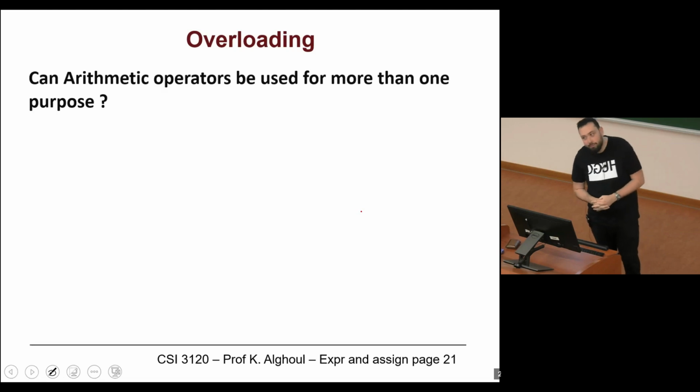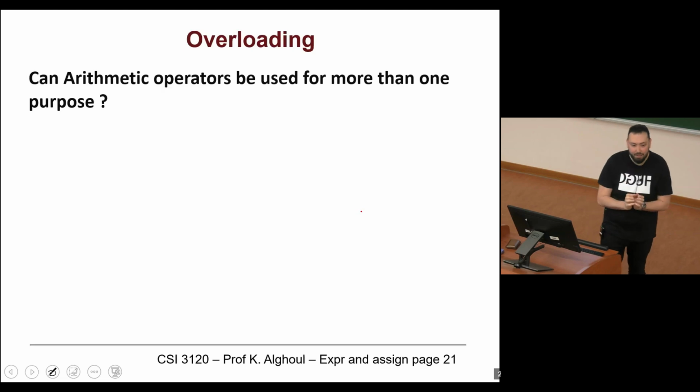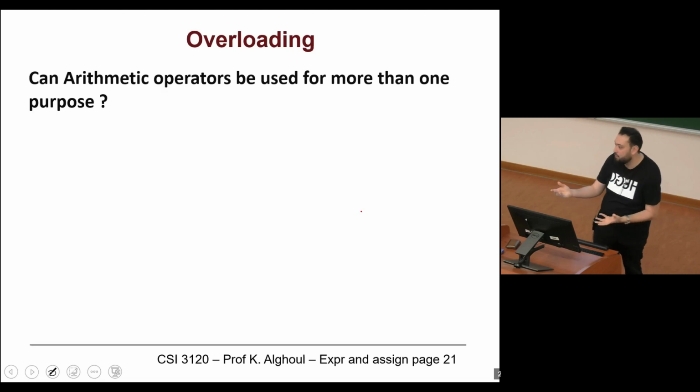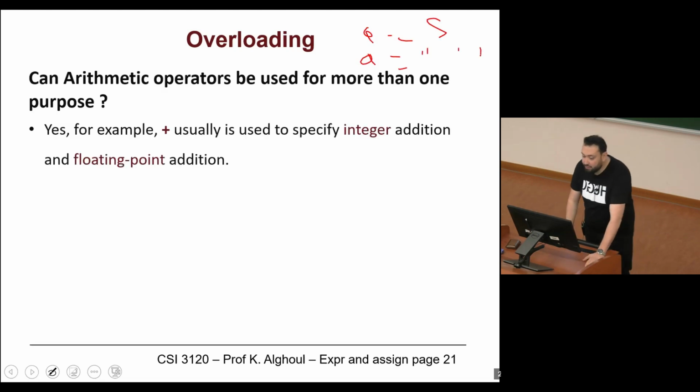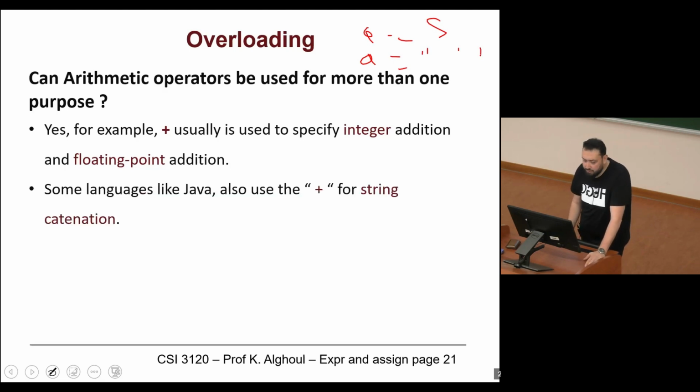Then when would the problem be? Sometimes, if the language supports implicit typing, so it's not explicitly telling the compiler that A and B are int or not. Like in Python, we can say A equals 5, and then we can say A equals a string, for example, correct? Okay, so very good. So yes, for example, plus can be used to specify integer addition and floating addition.